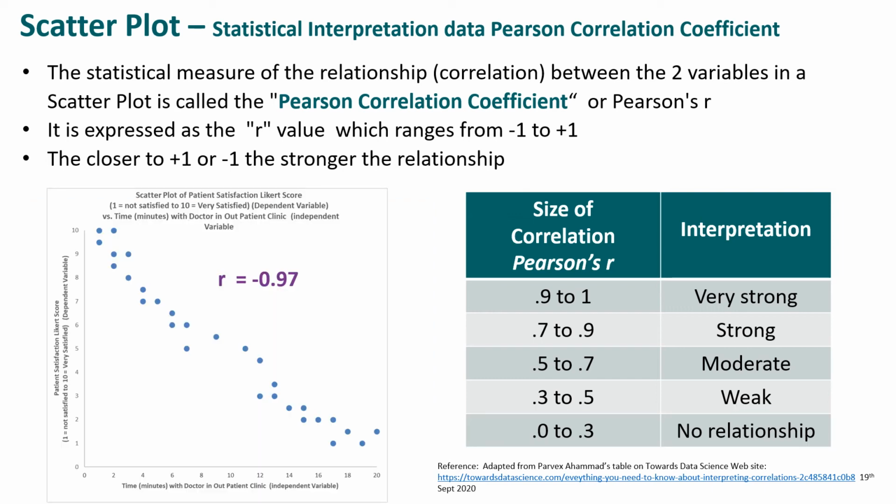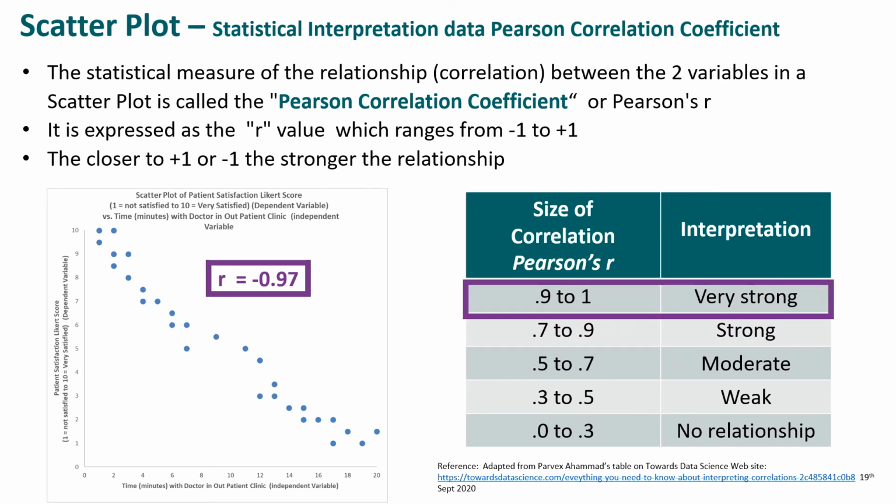And the table is also relevant for negative relationships in a scatter plot. So the scatter plot below, we have a negative relationship between the time the patient had with the doctor and their level of satisfaction. So we have an R of -0.97. And in the table, you just use this row, which shows that there's a very strong negative linear relationship.